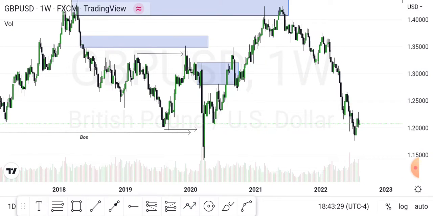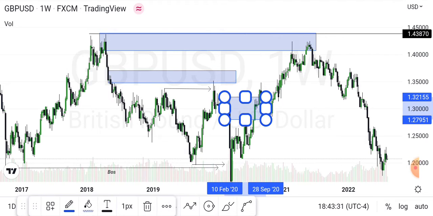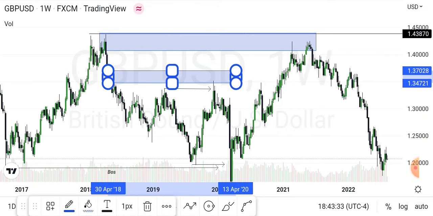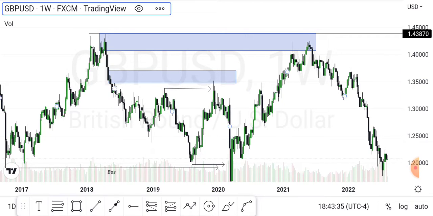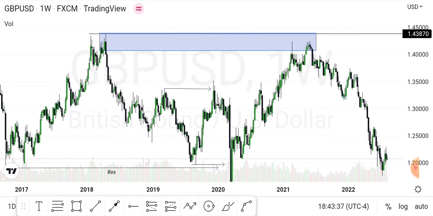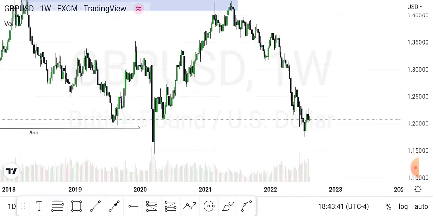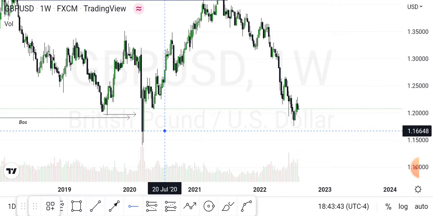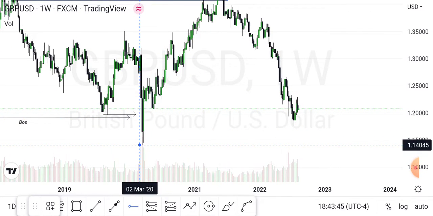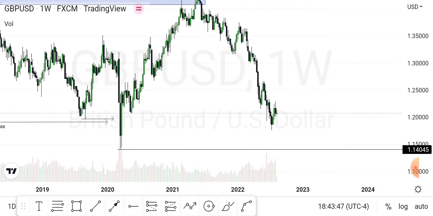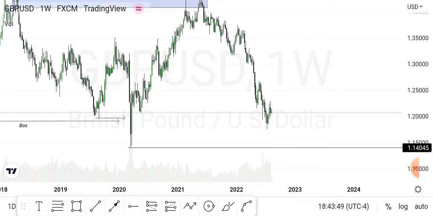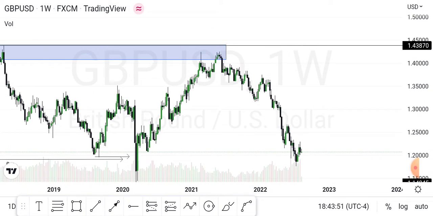So we broke structure, we mitigated this order block. Okay, sorry, let me just delete this stuff. So we mitigated this order block, and we can see the price is going down. We can identify the low. We are expecting price to take out this low. Hope you get that.